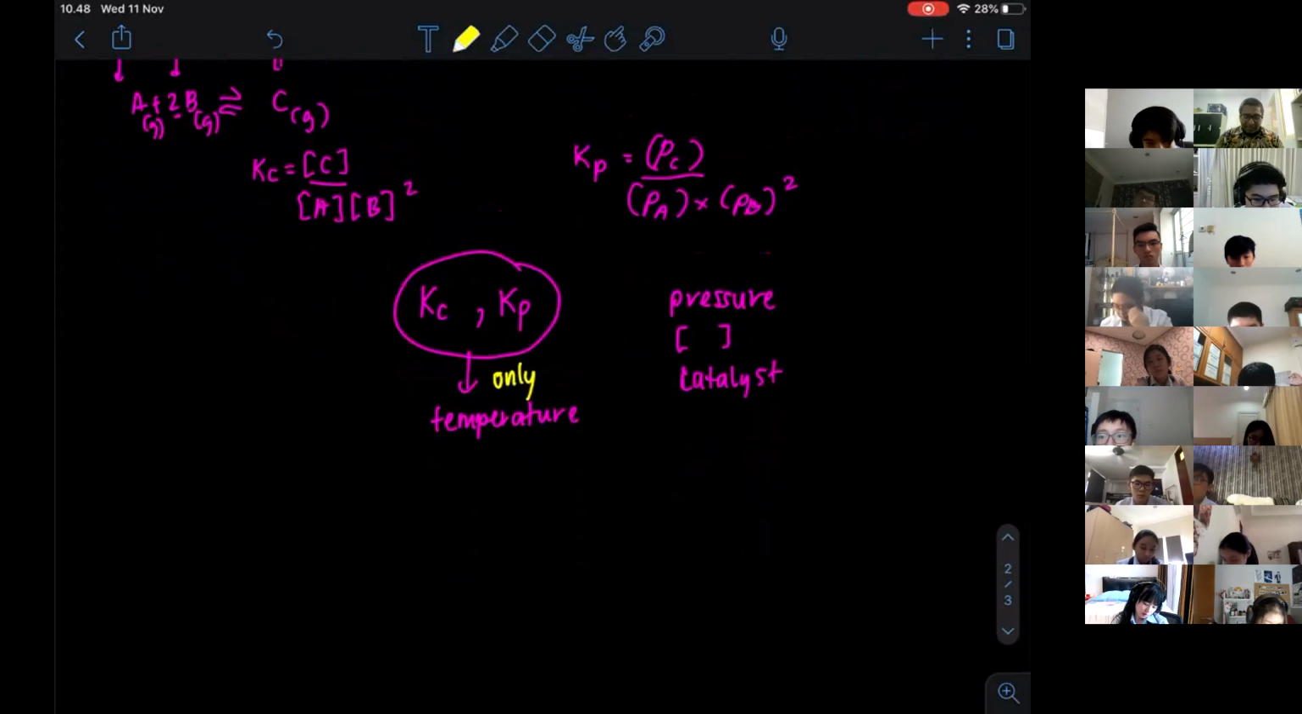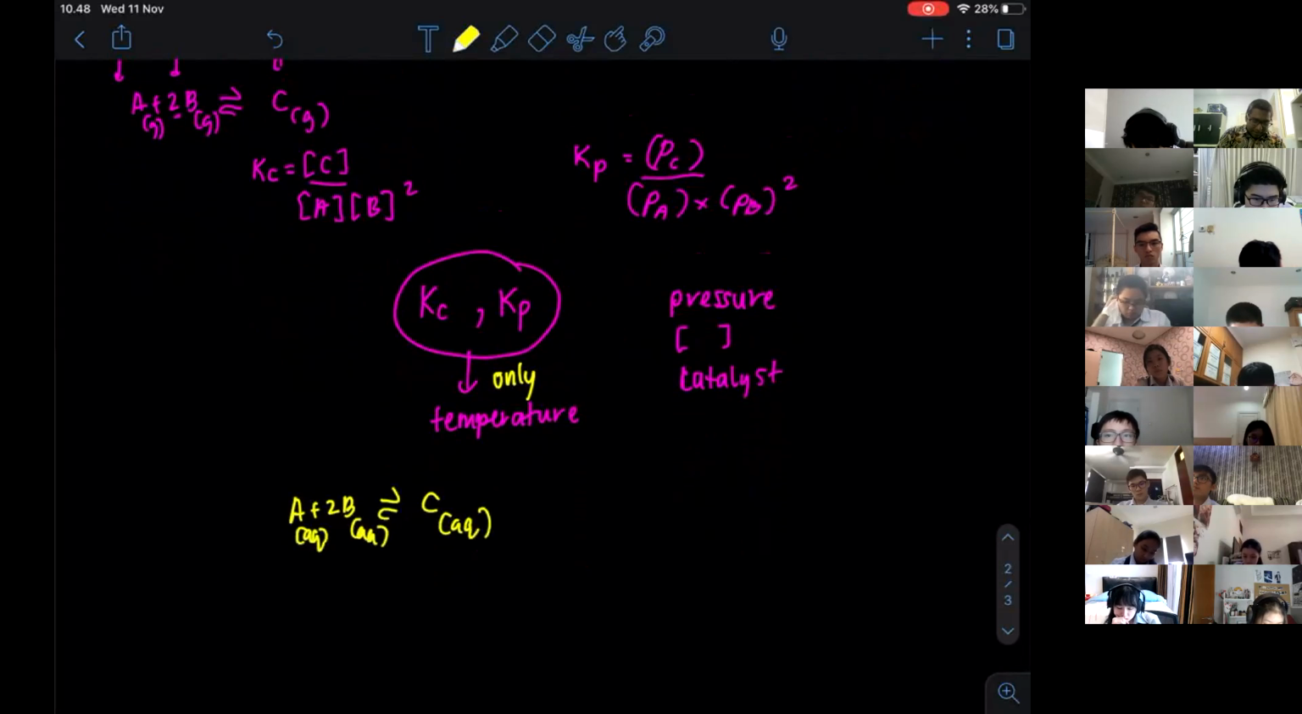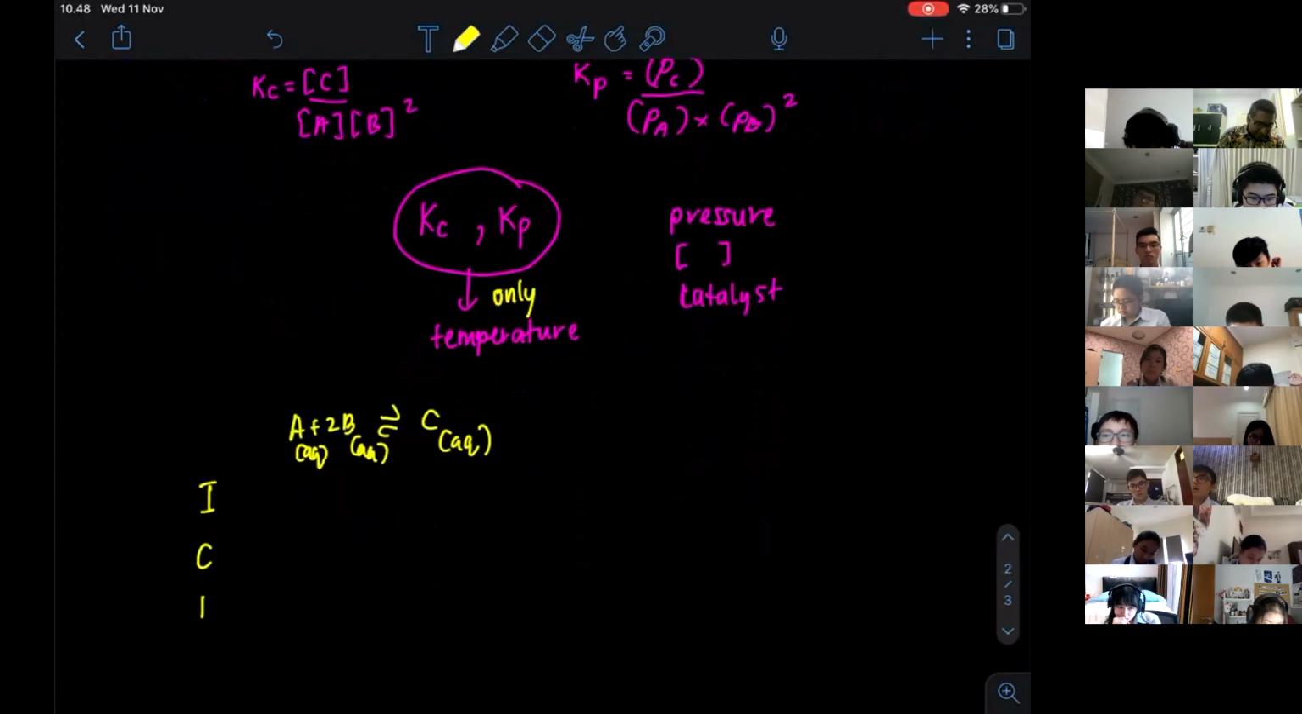And of course, in this part, how to calculate and so on, do not forget how to use ICE. For example, A plus 2B gives you C, and let's say all of them are aqueous. How to apply ICE? I stands for initial, C for change, E for equilibrium. Let's say at initial you have 1 mole of A and 1 mole of B. Of course there is no product, so automatically it is going to be 0.